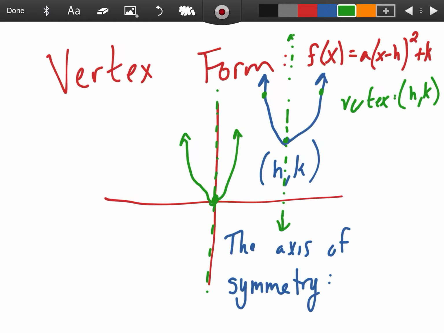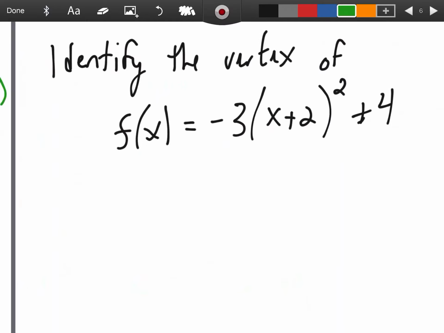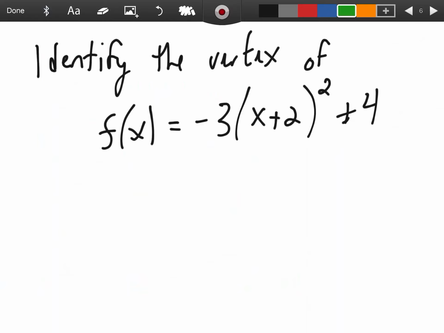Well, it's a vertical line, so it has the equation x equals, and I know that the x value just needs to be equal to the x value of the vertex. So the axis of symmetry has the equation x equals h. It's just x equals whatever the x value of the vertex is. So let's practice just finding the vertex with some functions. Let's identify the vertex of f of x equals negative 3 times (x plus 2) squared plus 4. Well, this is left 2, up 4, so negative 2 comma 4 is our vertex.